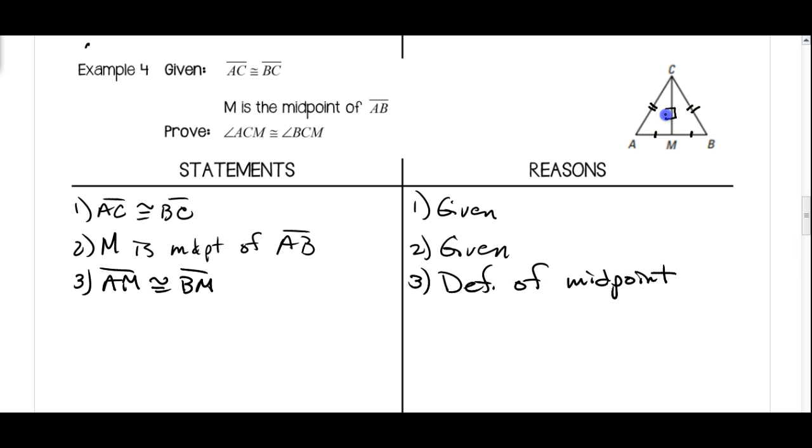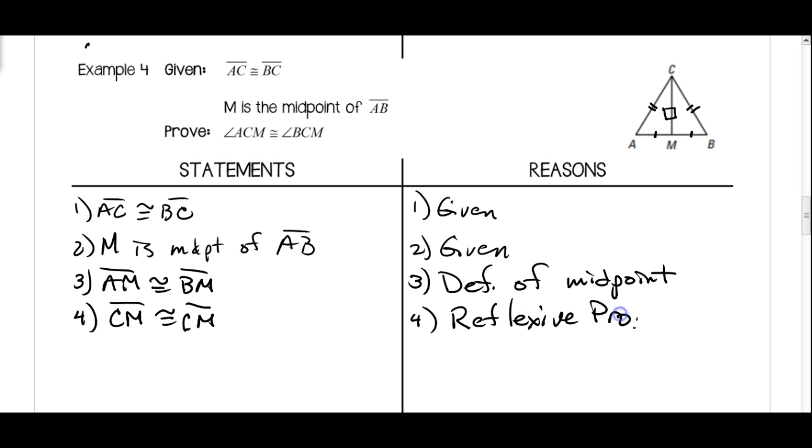And we've also got this reflexive side here. So I've got CM congruent to CM, and that's our reflexive property. Make sure you write out the whole thing, reflexive property. You can abbreviate the word property if you want. And now I've got enough to say that triangle ACM is congruent to triangle BCM, and that's going to be by side, side, side.